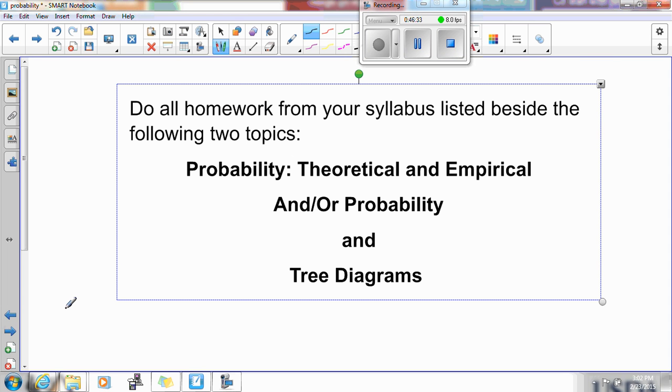And you should be able to do all the homework on your syllabus listed beside the following topics: theoretical and empirical probability, and or probability, and tree diagrams. The only one we haven't done is conditional probability. And that concludes this lesson. This is issue 44.